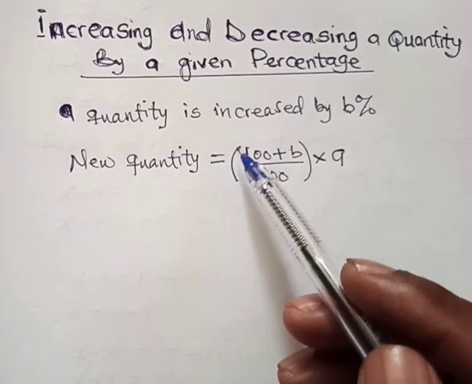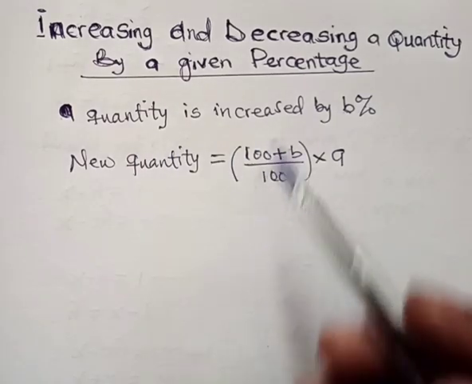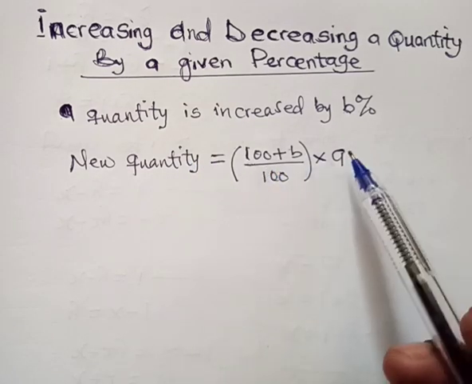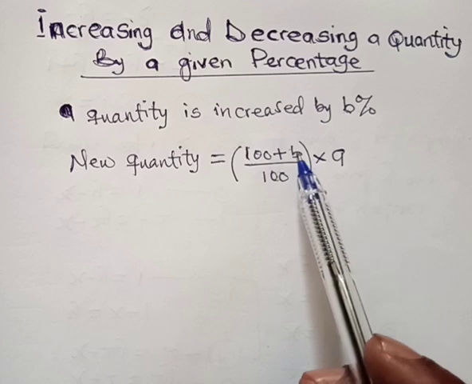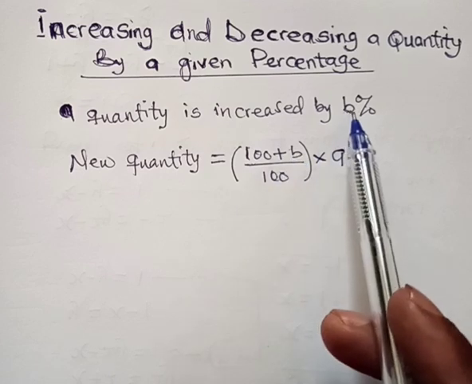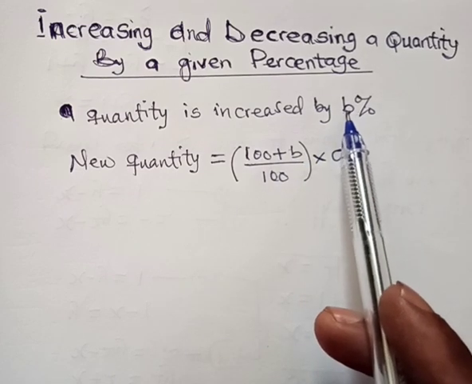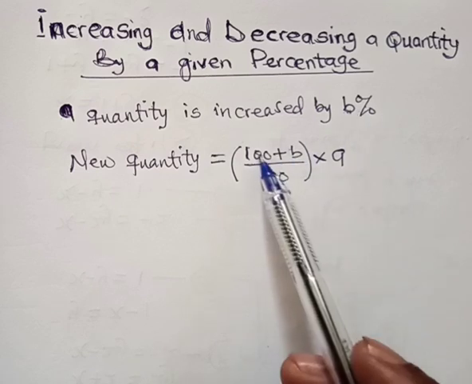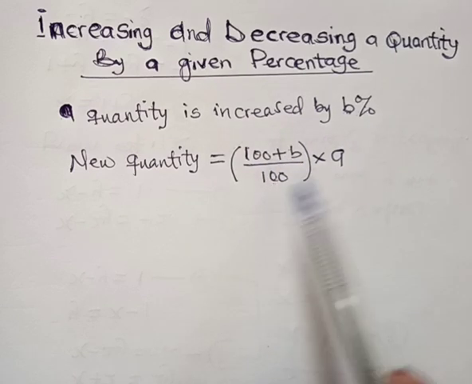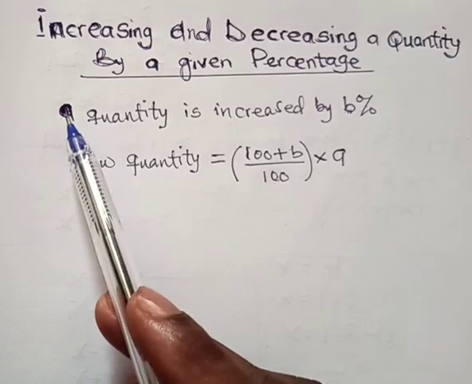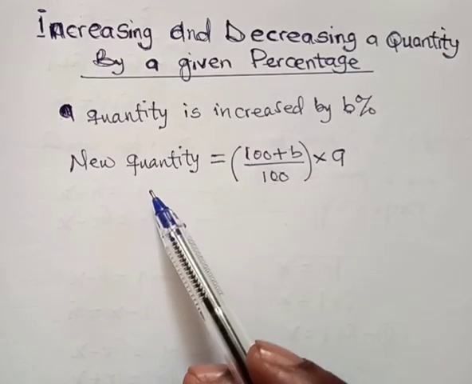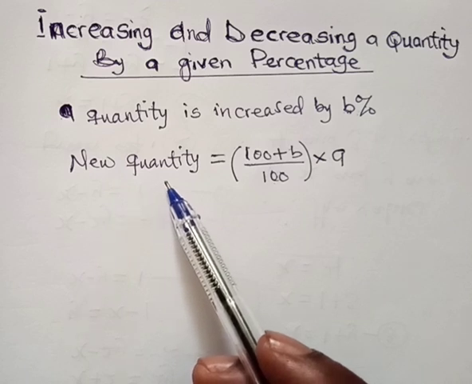Because we are asked to increase this, how do I do it? I will just add my B, which is in percentage, the given value. So I will just add the B to 100, divide by 100, and multiply by the original value to get the new value or the new quantity. All right, good.